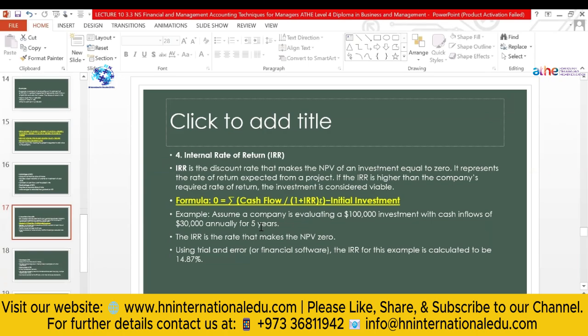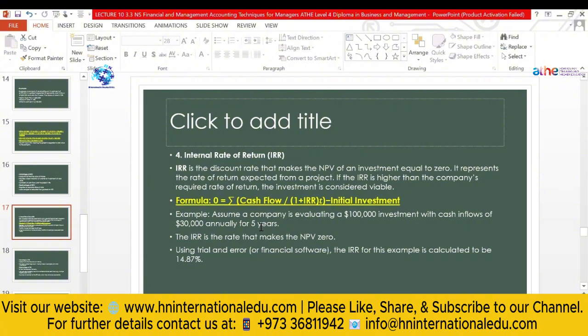The last technique was internal rate of return, IRR. It says the IRR is the discount rate that makes the NPV, that is the net present value, of an investment equal to zero. Here, we have to make sure that the investment we have made in the business over the upcoming years, let's say year 1, 2, 3, 4, must come to zero. Only then will we be able to know the next step, whether it is a good decision or not.